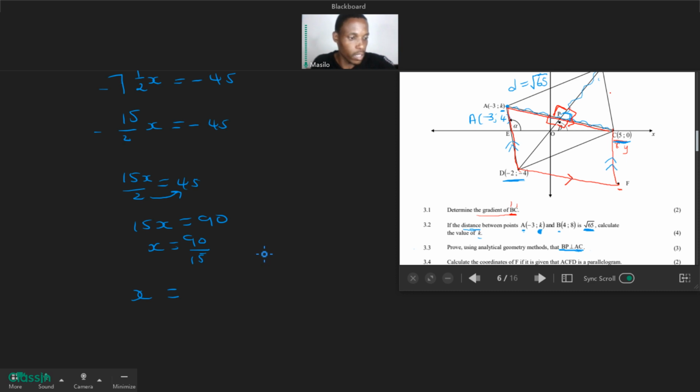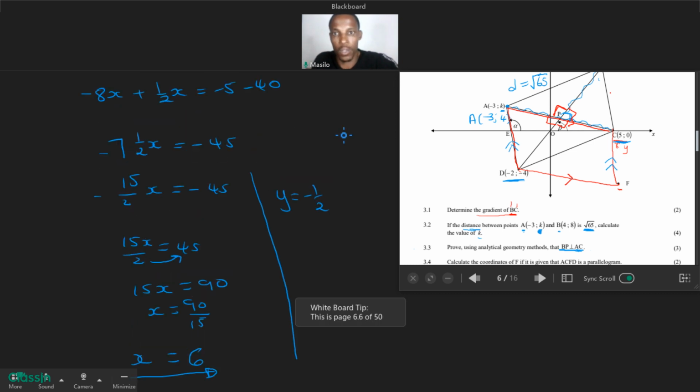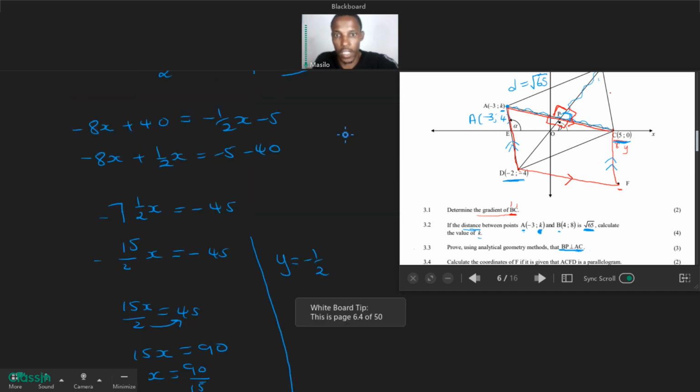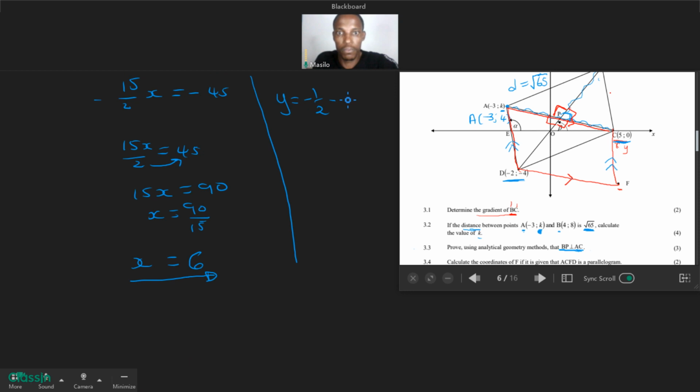Let me check through the calculator. 90 divided by 15. The answer is 6. And then we take this 6, we substitute it into one of the equations. We can say y is equals to negative 1 over 2 x, and then we equate it to negative 5. Negative 5. That is our x.